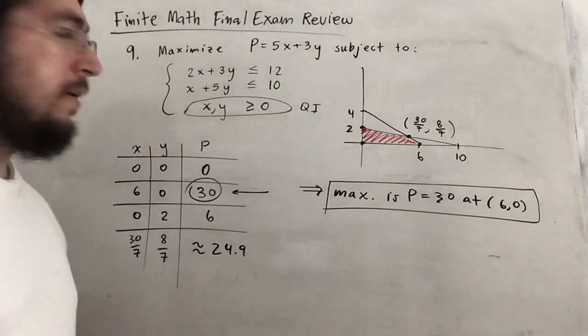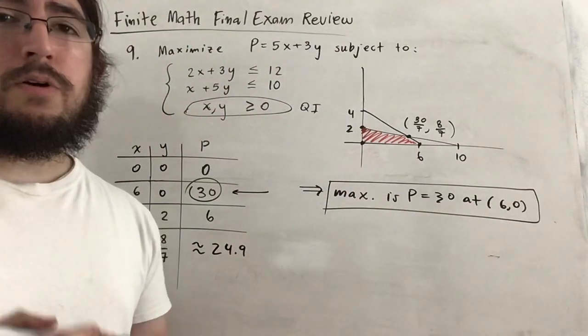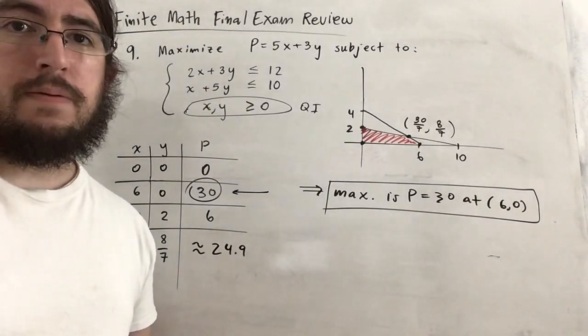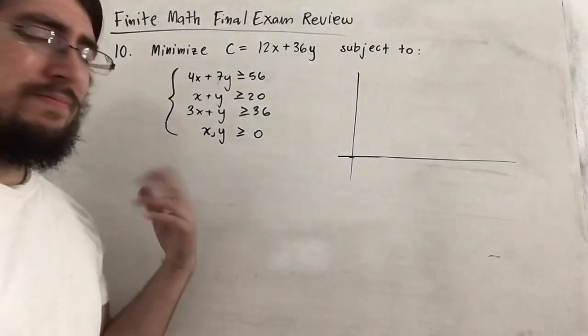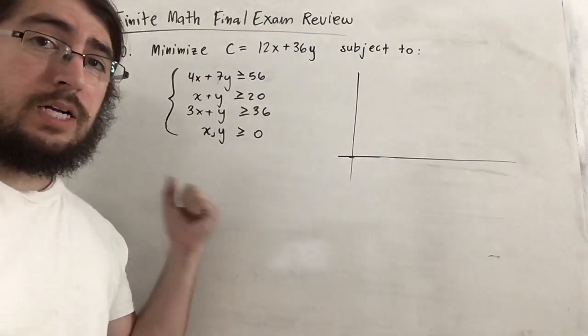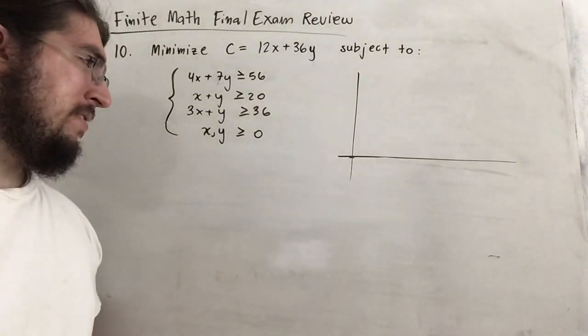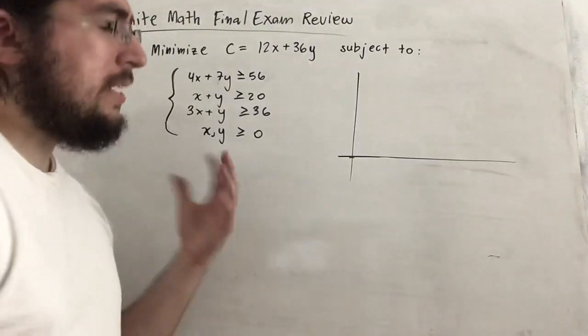And now we'll look at number 10. Number 10 is very similar, only now we'll be minimizing instead of maximizing. So let's take a look at number 10 right now. So 10 as opposed to 9 now, a lot more going on as far as the constraints go, but that doesn't necessarily mean it's going to be harder. Well, it seems like there's more work, but let's take a look.